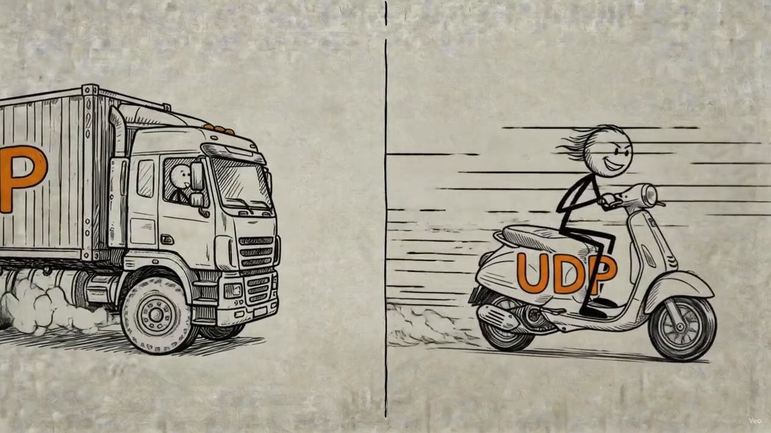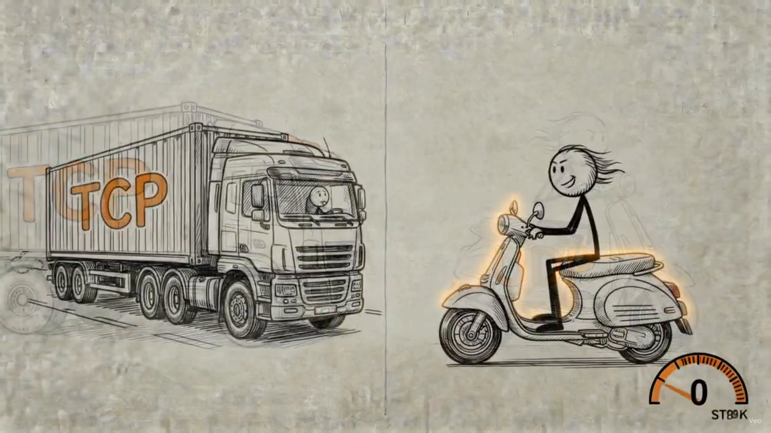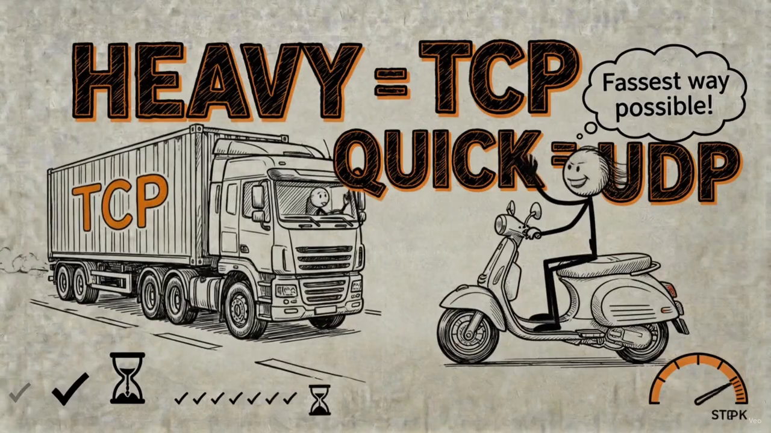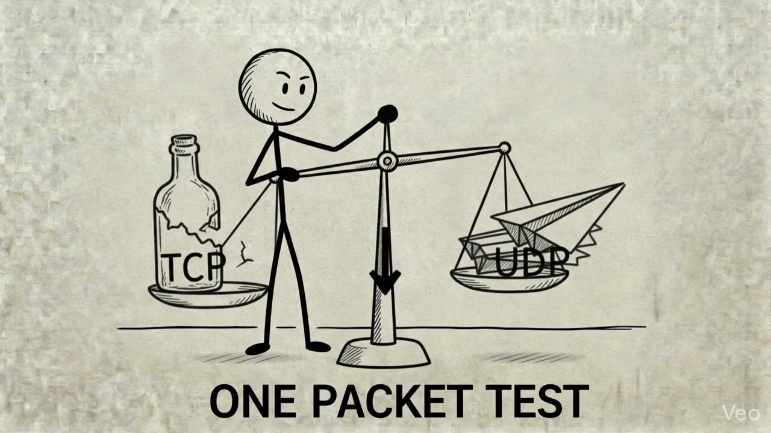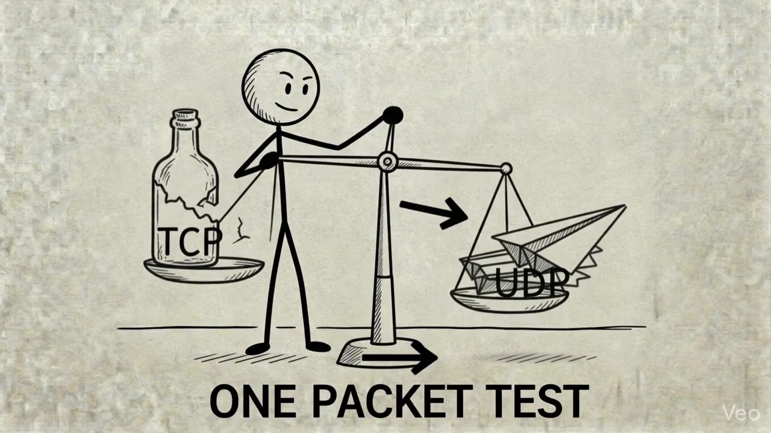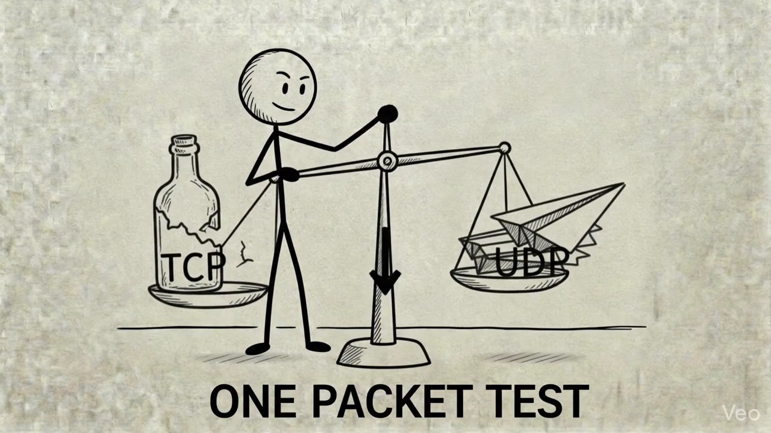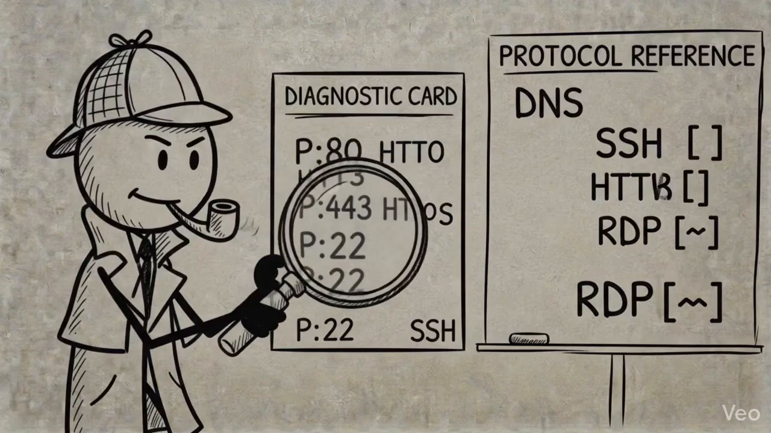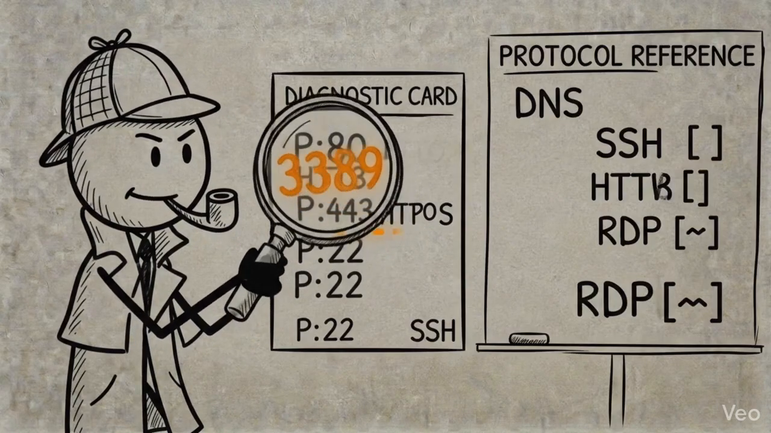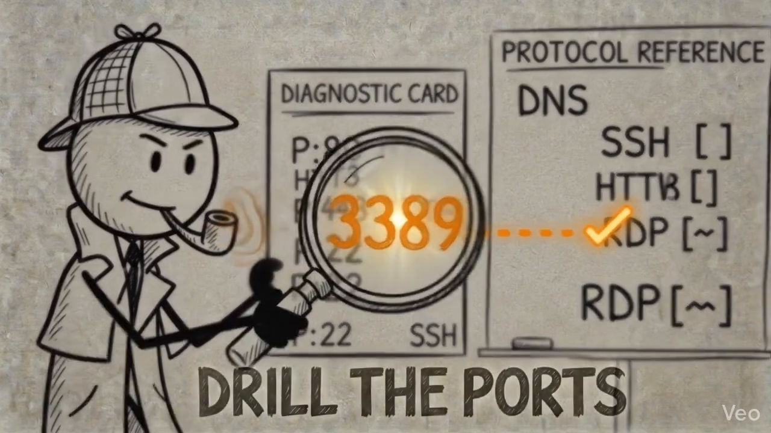Notice the pattern. The heavy must not fail services ride TCP, while the quick lookups and broadcasts ride UDP. A clean way to remember it: if losing one packet would break the task, it's almost certainly TCP. If losing one packet is no big deal, it's probably UDP. Cisco loves to show you a port number and ask which protocol and which application it belongs to. So drill these until they're automatic.